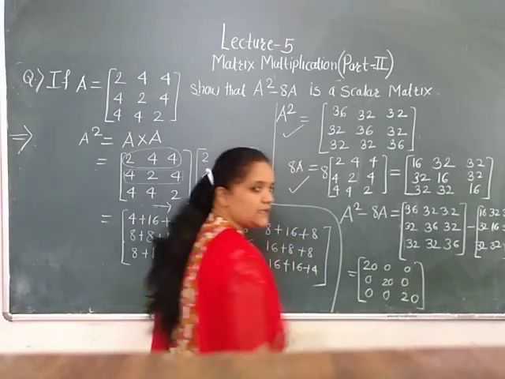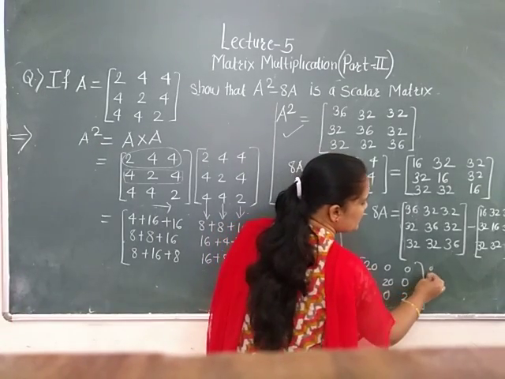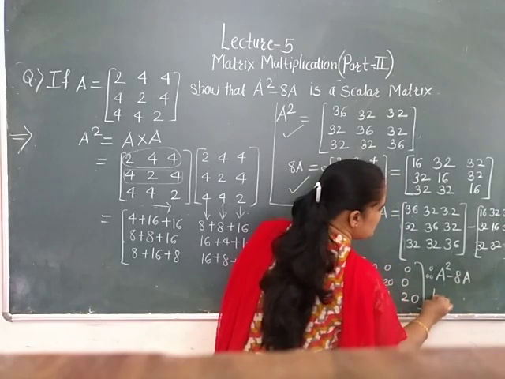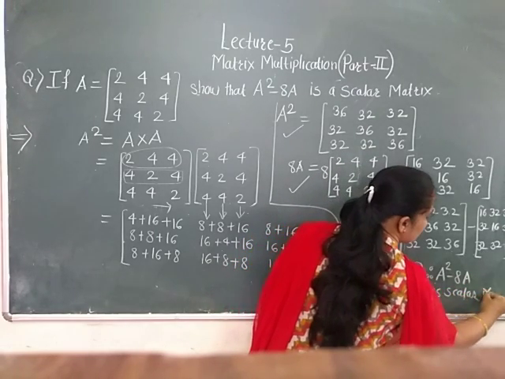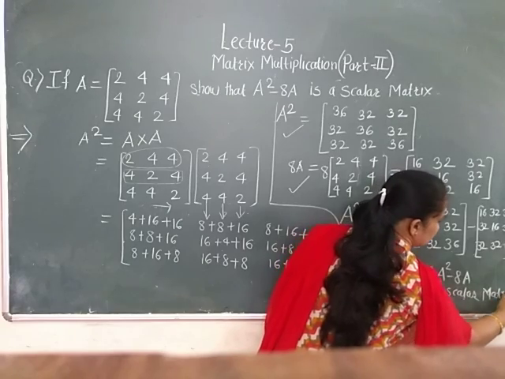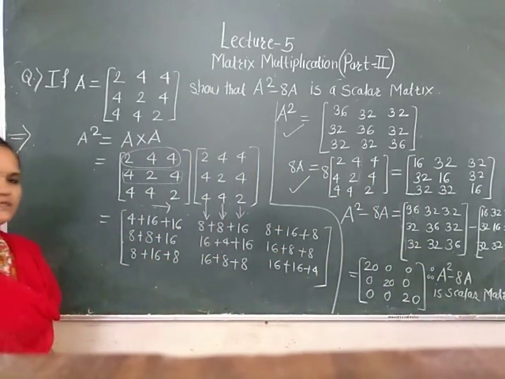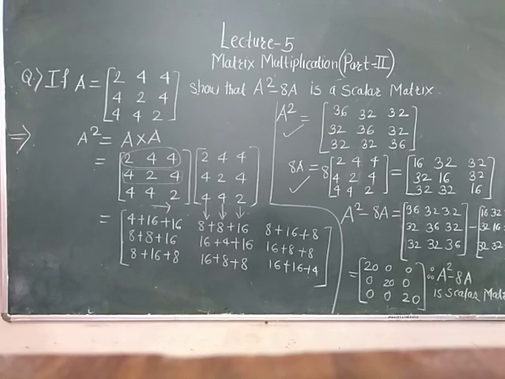And now we can say, it is which type of matrix? It is a scalar matrix. Therefore, here we can say A square minus 8A is a scalar matrix. So, this is done for this. Now you can write this in your notebook.